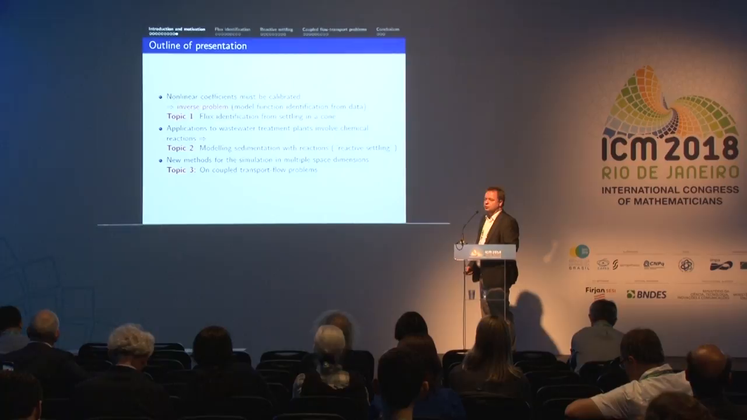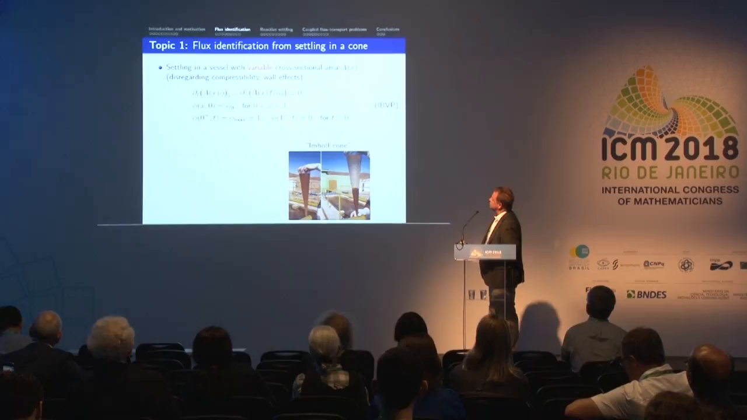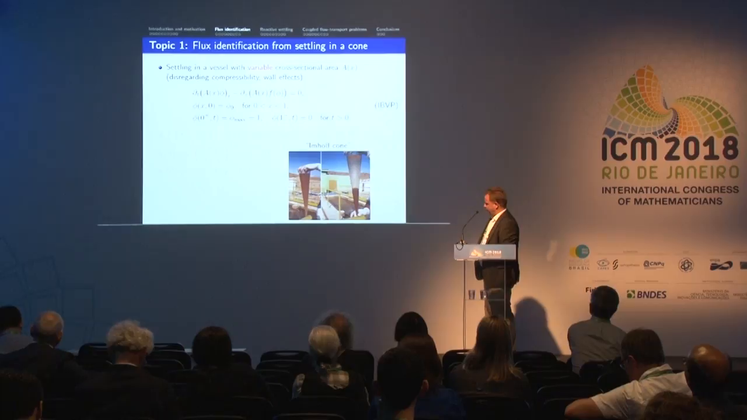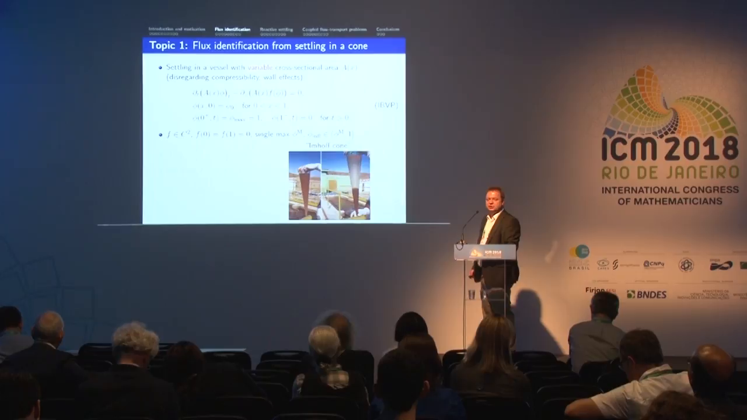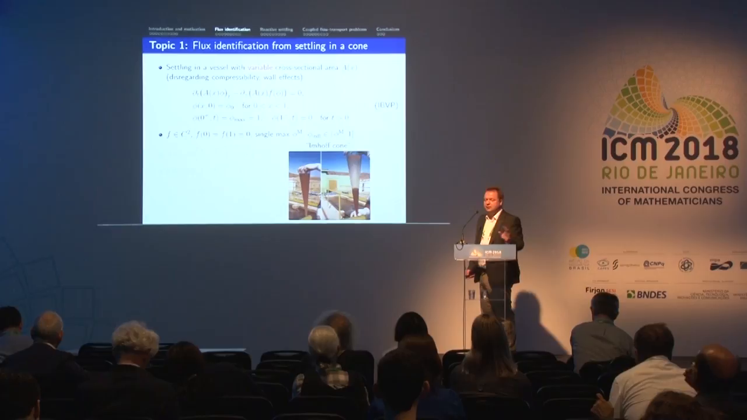Now, in topic one, flux identification from settling in a cone, we are looking at a deliberately simple model. We are neglecting sediment compressibility, look at one scalar conservation law with a weight function, and this quantity A of X is the cross-sectional area of a settling vessel. If A is constant, then we are in a cylinder and the case is classical, but we want to study the phenomenon in a vessel with varying cross-sectional area, that is in particular in a cone.